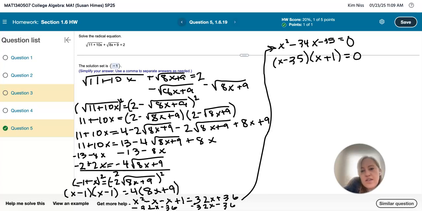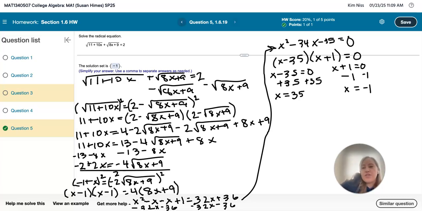Okay, so now the trick is to take each of these, x minus 35 and x plus 1, set them both equal to 0 and solve using the zero product property. For this one, you just add 35 to both sides. And for this one, you just subtract 1 from both sides. So for this side, you're left with x equals 35. And for this one, you're left with x equals negative 1.